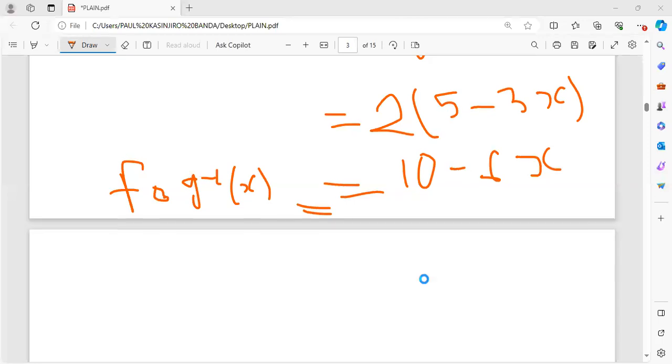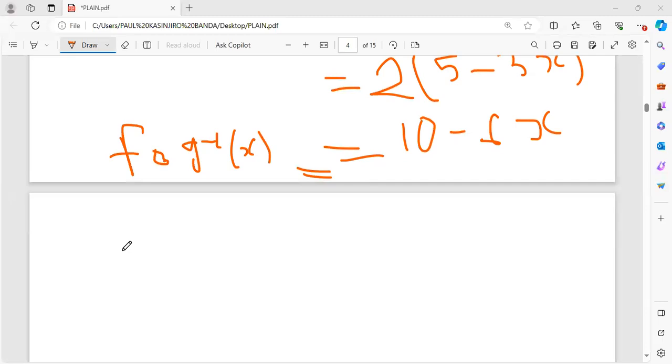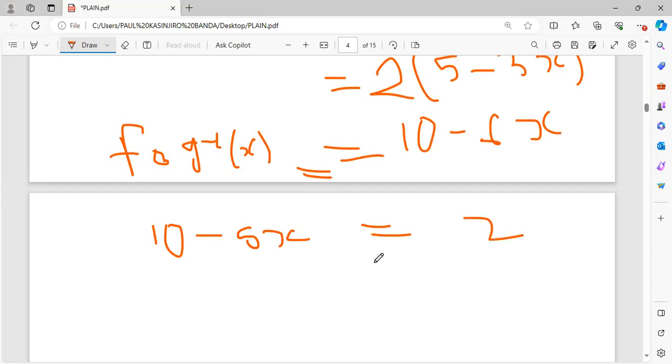Okay, so from here now, we're just finding f of g inverse of x equals 2. Not of 2, what am I doing? We're equating whatever we have of f of g inverse to 2. So we're saying 10 minus 5x is equal to 2. So we are solving this equation there.